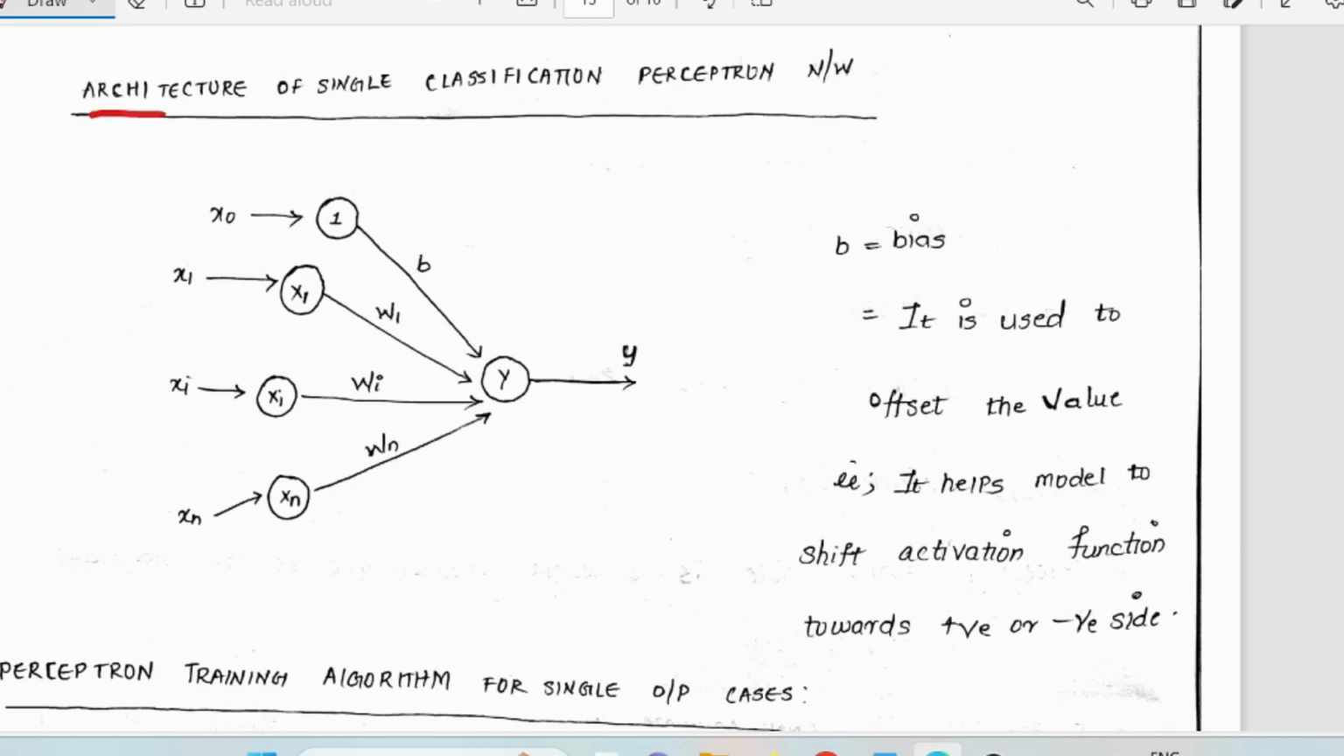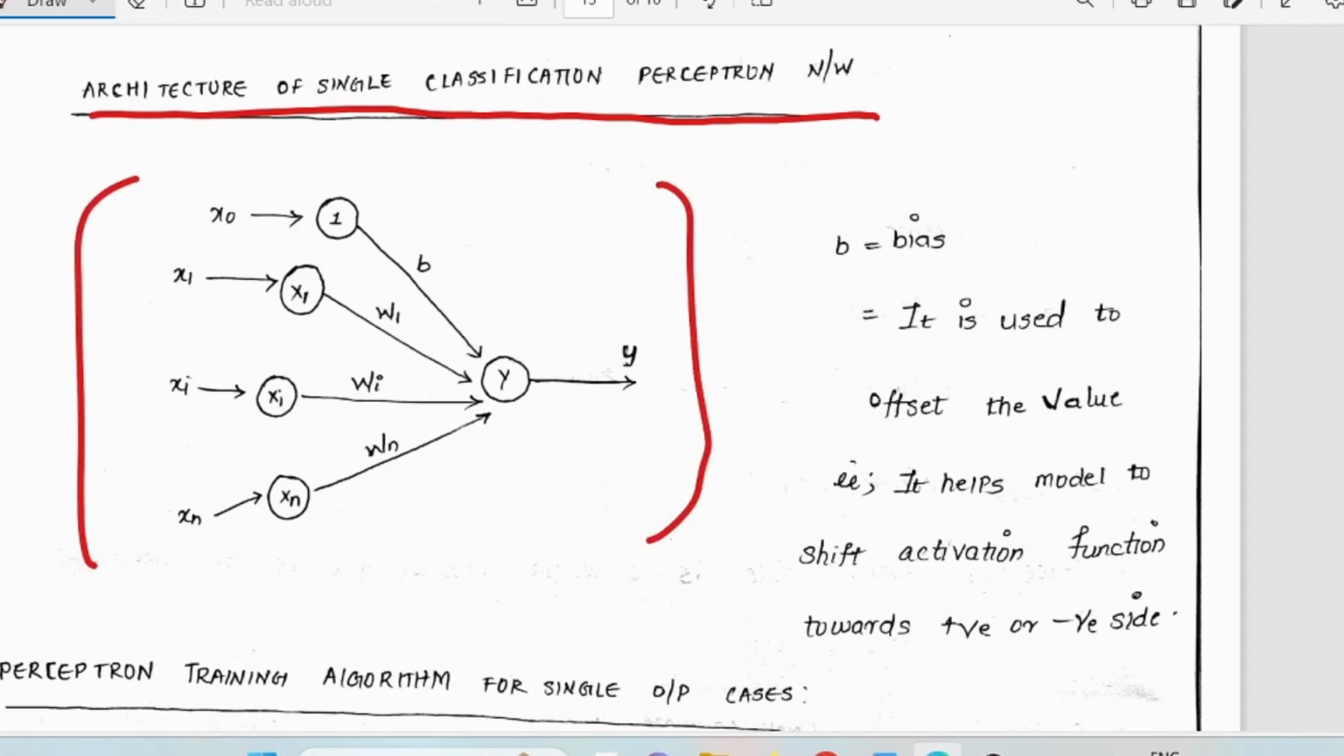Next we will see the architecture of a single classification perceptron network. It is the same as what we saw before. You will have a couple of inputs from 1 to n and also you will have the output y. In addition to that I have added another term called B. B is also called the bias.